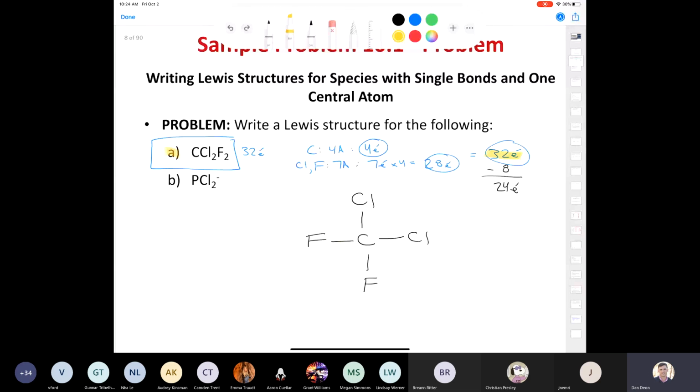And so we're going to take those 24 electrons. Look, 24 divided by 4 is 6. That means we can put 6 electrons on all of these, like that. Let me ask you this. Do all of the halogens now have a complete octet? Yes or no? Do they have a complete octet? Yes, they all have a complete octet. Absolutely.